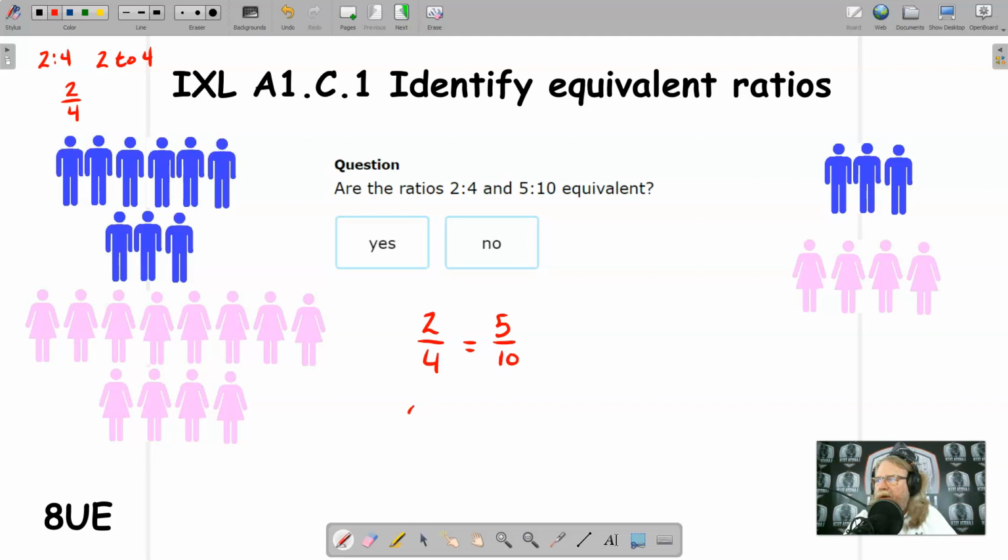Well, 2 over 4 we know works out to be 0.5, 1/2, or decimal I should say. And 5 over 10, if we divide that out, that would also be 1/2. So we can see that yes, this does check out.